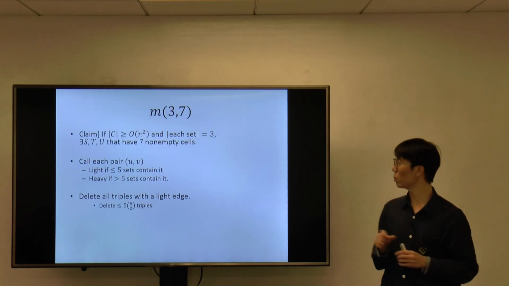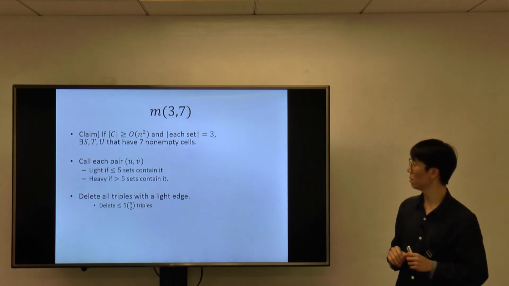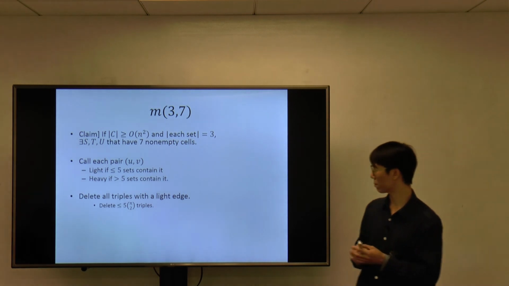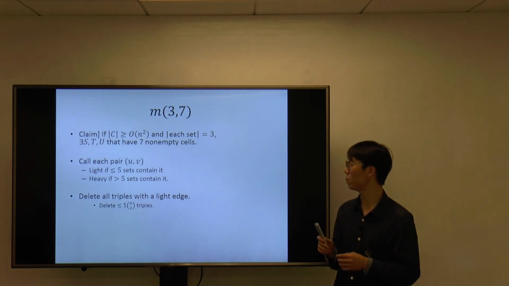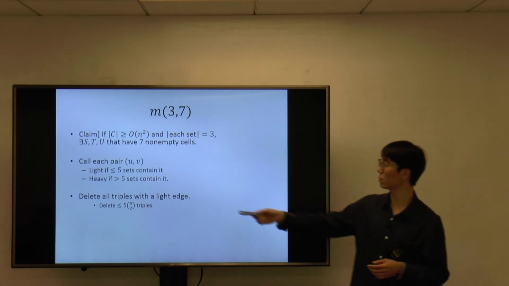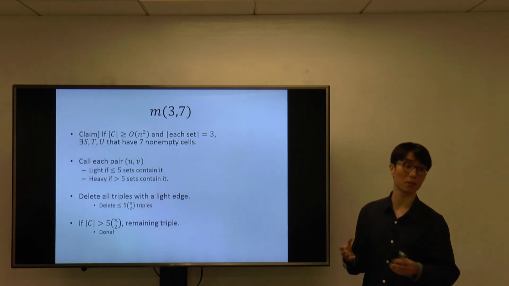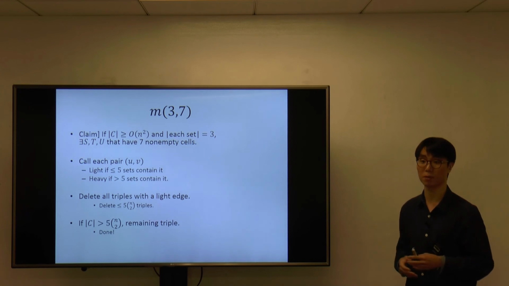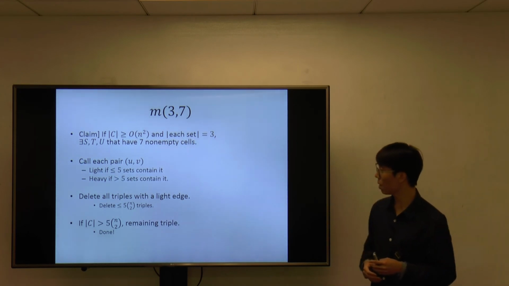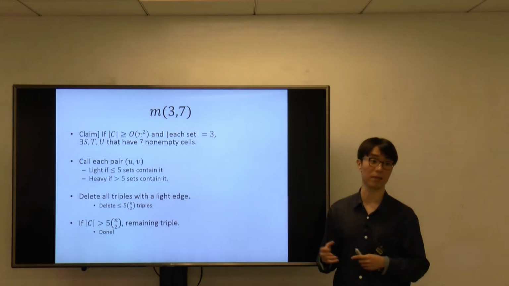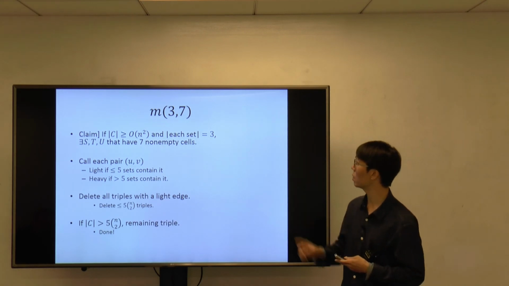So we're going to delete a lot of triples, but each time we're going to delete at most 5 triples. So we delete at most this many triples. If you assume that C is larger than this, then there must be some triples left where each edge is heavy. And then I'm going to show by picture why we are done.